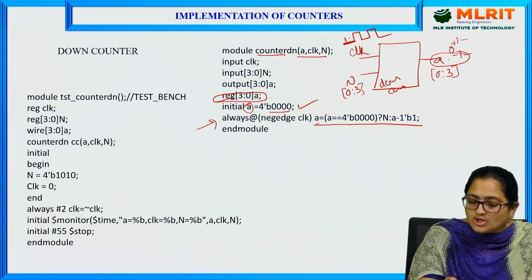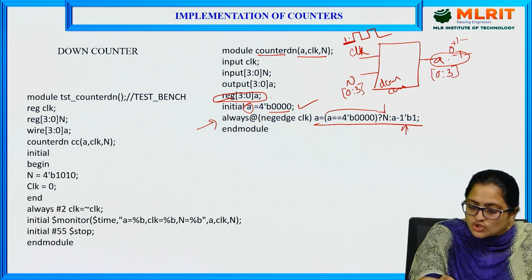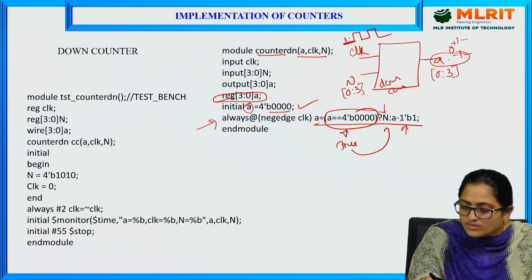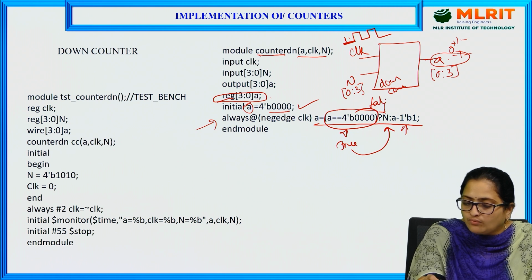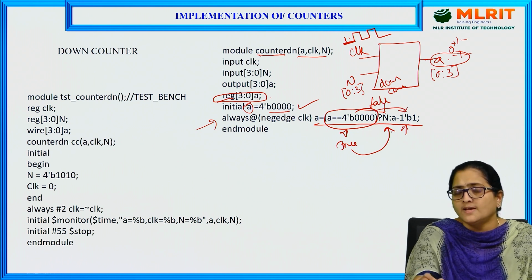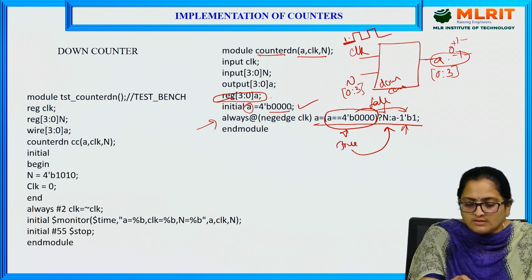So the A value will be stored either with N or with a decremented value of A. This is the condition. If this condition is true, then it executes with N. If this condition is false, then it executes with the statement that decrements A. So here, A is equal to the 4-bit binary value 0000. That is, if A is equal to the 4-bit binary value 0000.